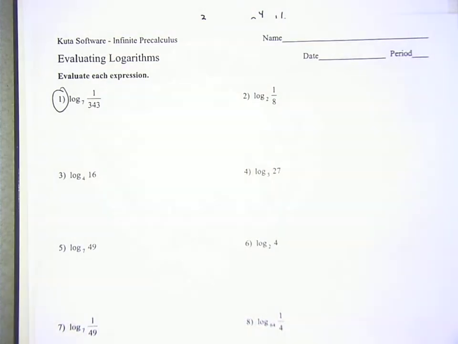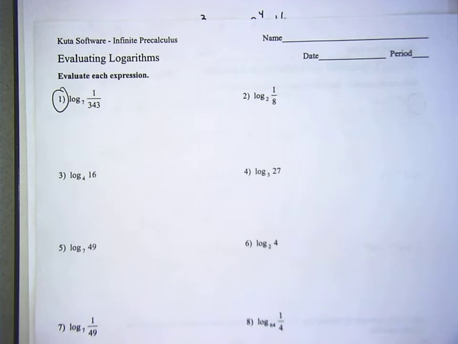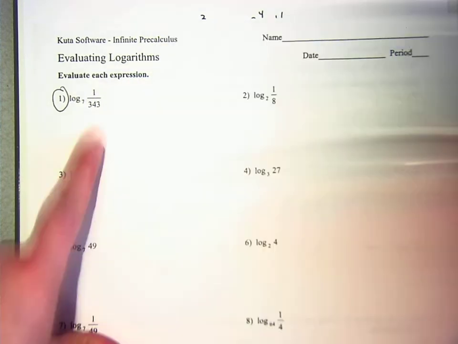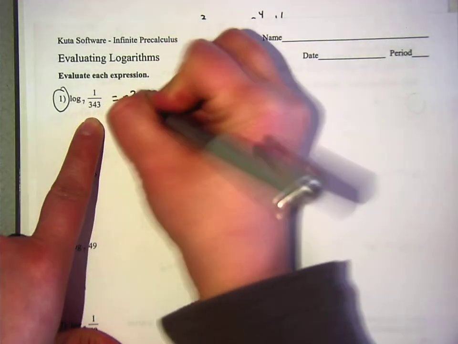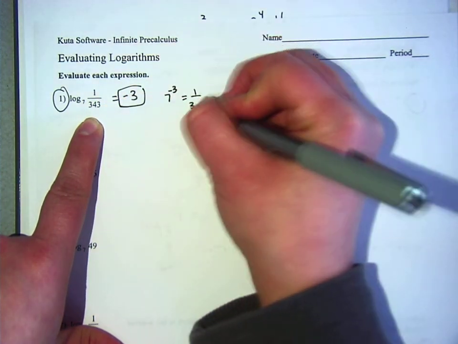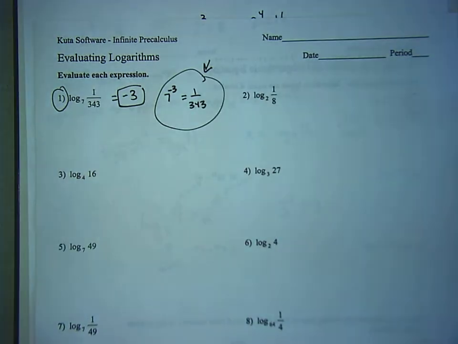Log base 7 of 1 over 343. So 7 to the what power is 1 over 343? -3. Let's find out. We know that the negative puts it on the bottom, so that's definitely right. And then 7 to the power of 3 is 343. So the answer to this one's -3, because 7 to the -3 equals 1 over 343. You do not have to write this part down. I'm just trying to explain why this works.